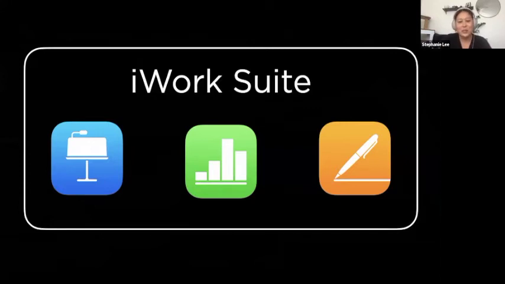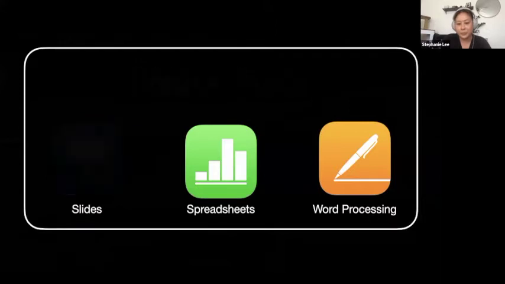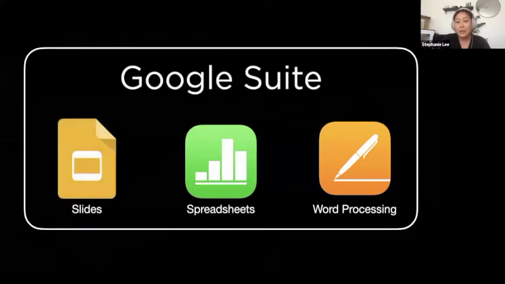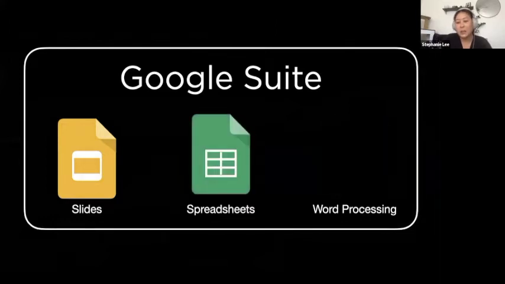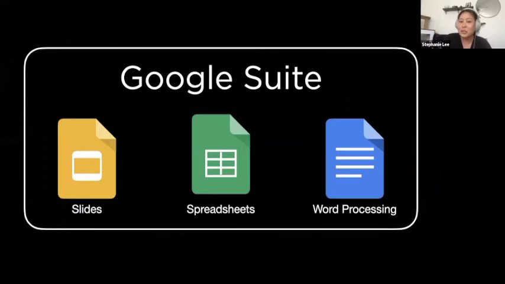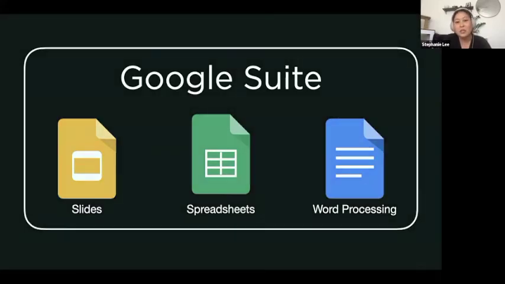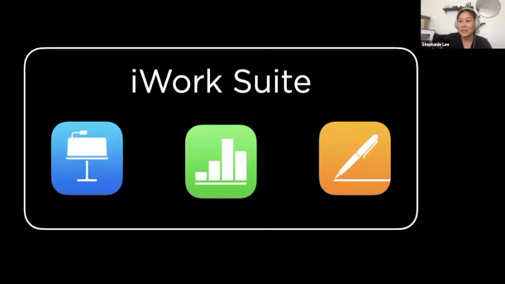The iWork suite consists of Keynote, which is essentially slides, Numbers, which are spreadsheets, and Pages, which is word processing. The iWork suite can be likened to what Google has as the Google suite, in that Keynote is a slide deck, just like Google Slides. Numbers is a spreadsheet, just like Google Sheets, and Pages is for word processing, just like Google Docs. However, there are some really special functionalities to the iWork suite that the Google suite does not have.